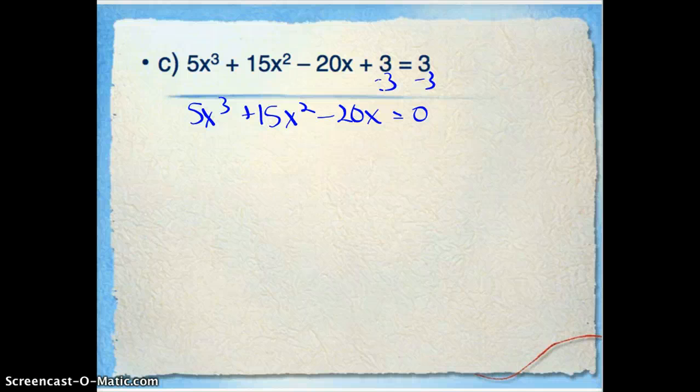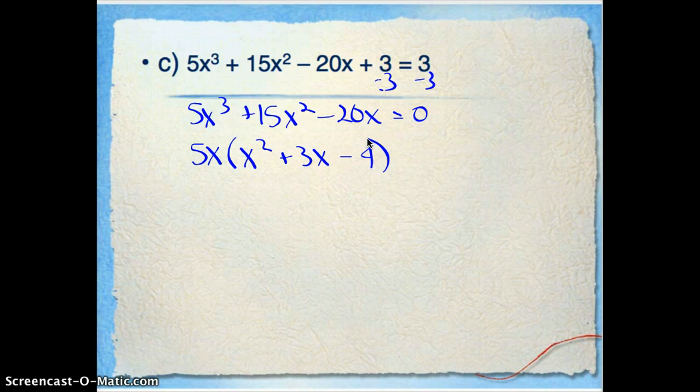Okay, so this time 5x goes into everything, so I'll pull out 5x. And then I have x squared plus 3x minus 4, that should equal 0 for me. So I'm going to keep factoring. I'm looking for two numbers that multiply to -4 and add to 3, and I think that's pretty obvious that it's 4 and -1. So x plus 4 times x minus 1, that equals the middle term. I need to still have my 5x.